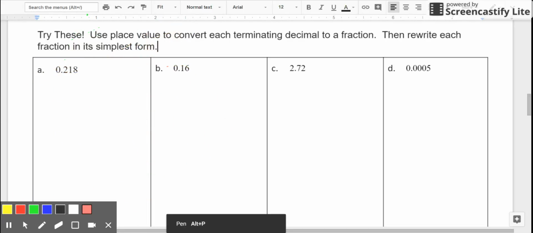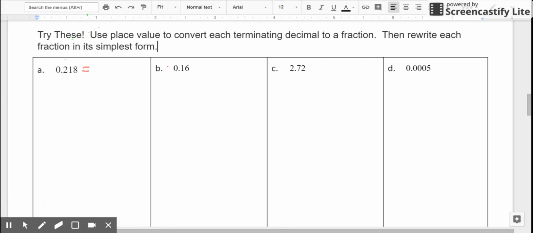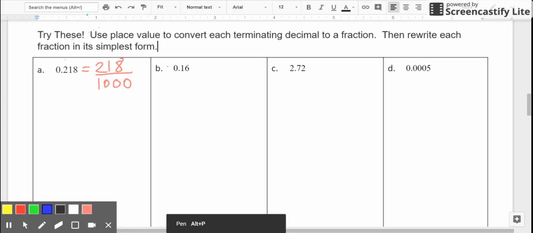All right, we've established that 0.218 is the same as 218 thousandths. Now I need to simplify. Okay, so I'm looking at these numbers, and my problem right now is that I don't know what the greatest common factor is between them. But that's okay, because I can pick any factor that I know for sure goes into them.